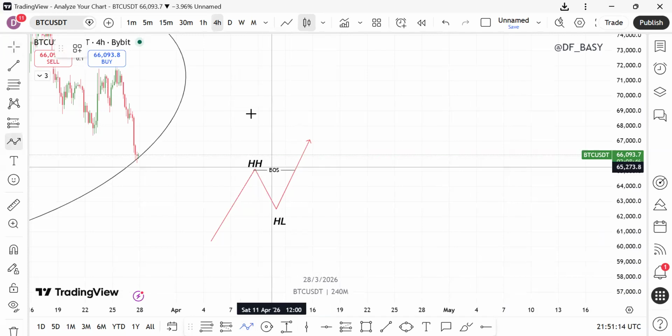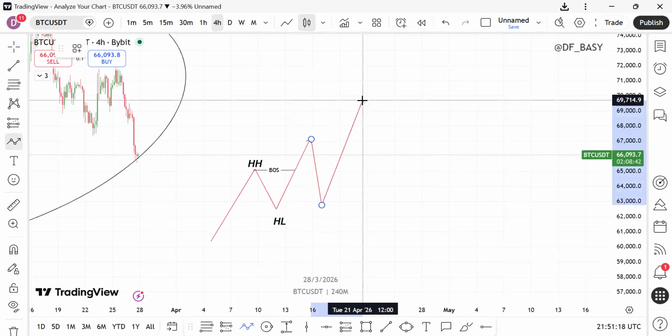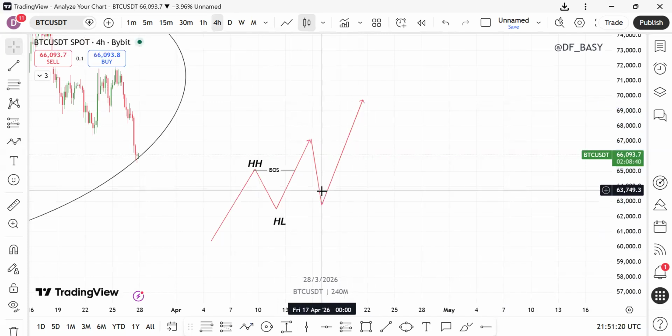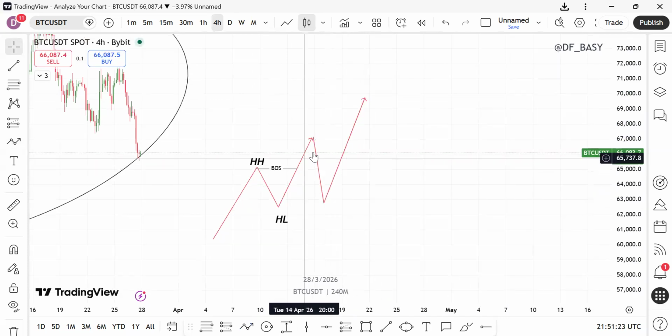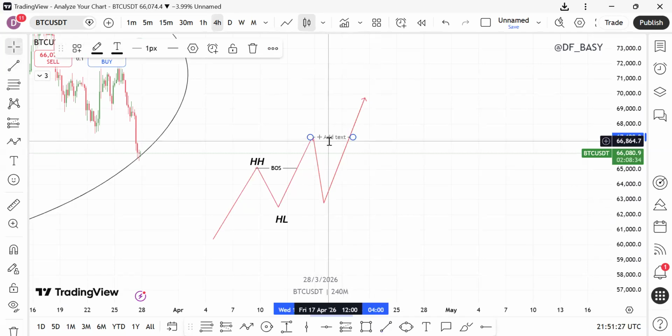Then what do you expect the market to do? The market comes down, taps here again, and continues the same process. It breaks again, right? So this is called a break of structure, breaking structure to the upside, following the trend.